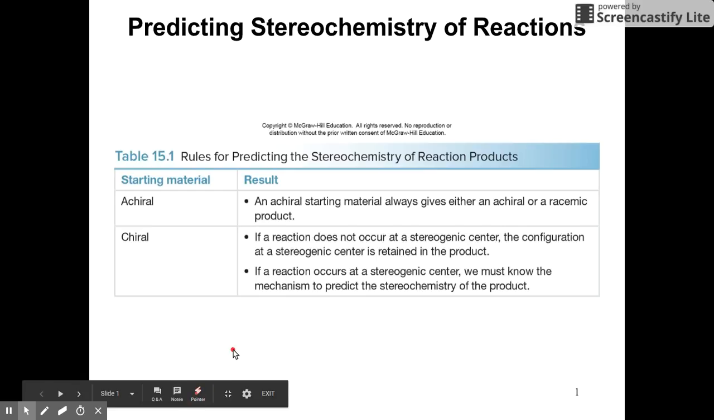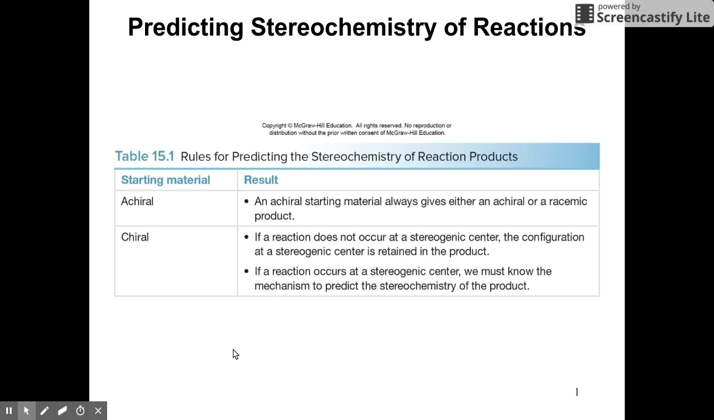So in this video, we're going to hit the high points of sections 7 through 13 in chapter 15. And we're starting with the stereochemistry of radical reactions. And just like in any stereochemical description that we've had, we need to differentiate between the starting material being achiral versus chiral. And this table here is nothing new.